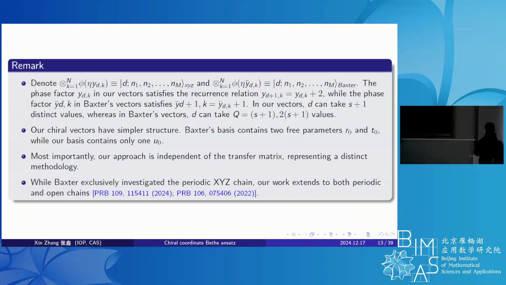So what is the difference between our basis and the boxed spaces? There's some remark. If we use a set of parameters to represent the basis vector, first we know that in our basis, if we change d to d plus 1, the phase factor y has a shift of 2.